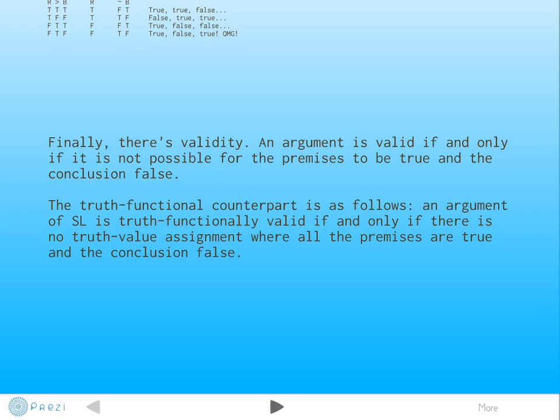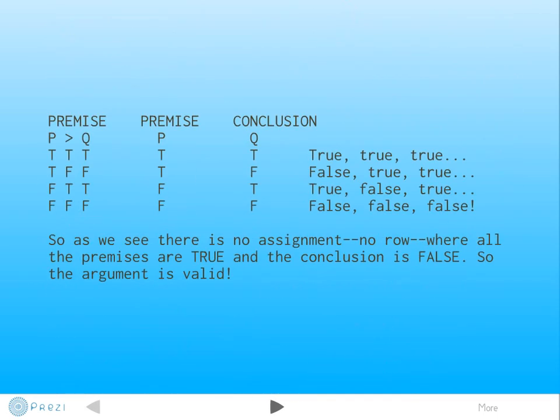Let's look at an example. Maybe it'll make it clear. So we have a valid argument. If P then Q, P, therefore Q. So if the argument is valid, we should see no row where all the premises are true and the conclusion is false. So let's check the rows. Oh, true, true, true, false, true, false, true, false, true, false, false, false. And what we're looking for is one situation where all the premises are true but the conclusion is false. But there is no assignment. There is no row where all the premises are true and the conclusion is false. So the argument is valid after all.